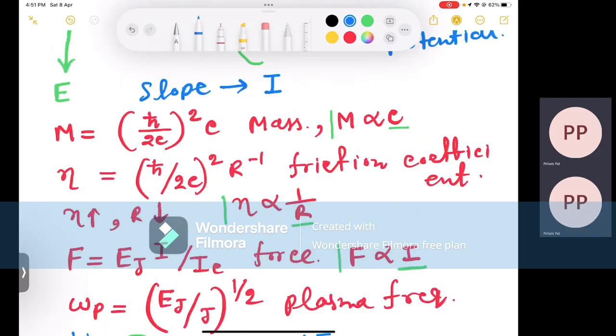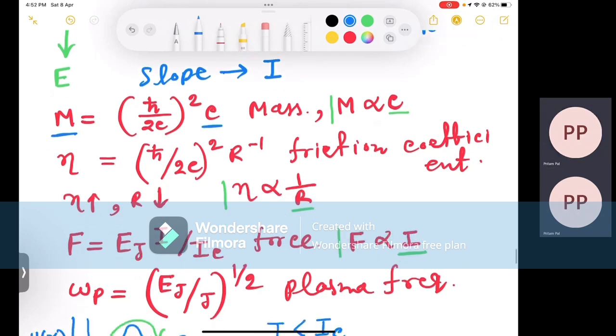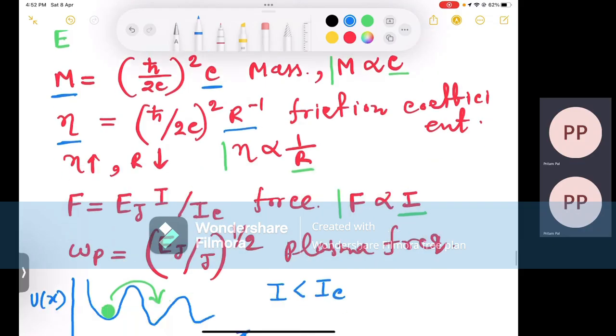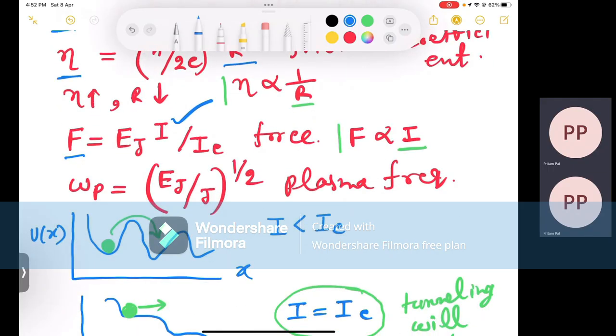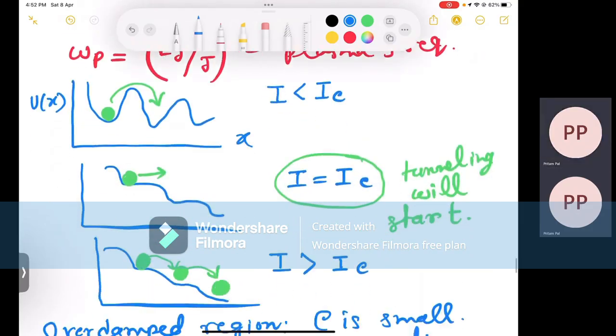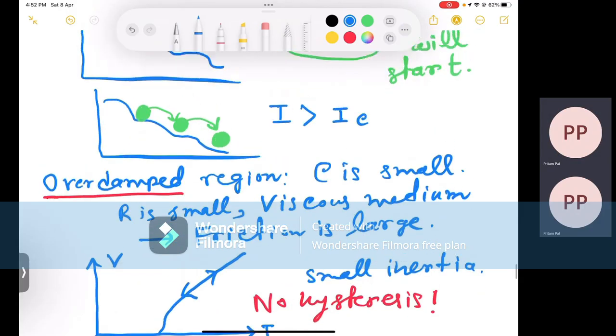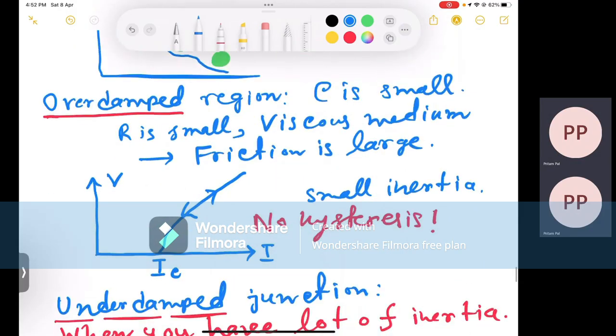So here the capacitance whatever we have can be thought of as the mass of the system in the simple pendulum, and the resistance is basically the friction coefficient, and the external force obviously has to do with the external bias only. And this is the plasma frequency of the system, which is related to your Josephson energy. So these are the things. I mean, why do we have hysteresis? There are two situations.